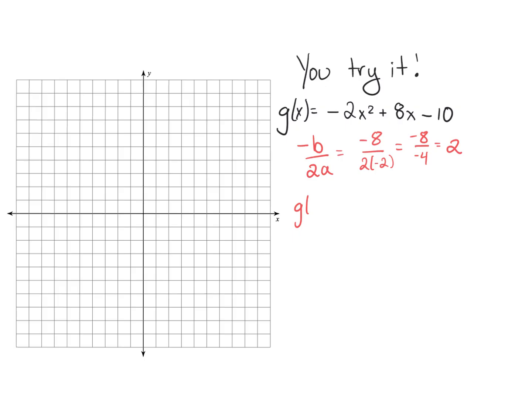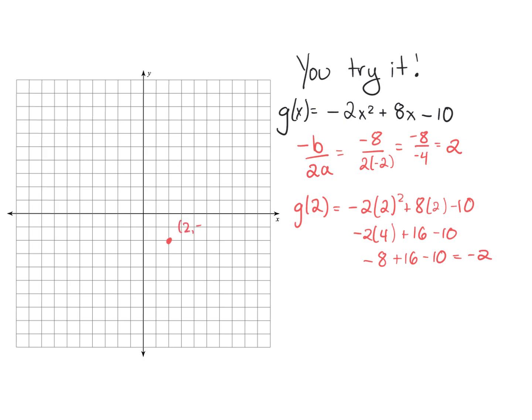Specifically, I'm looking to see where is g(2). So I'm going to plug that in. Negative 2 times 2 squared plus 8 times 2 minus 10. I'll deal with my exponent first. So I have negative 2 times 4 plus 16 minus 10. This becomes negative 8 plus 16 minus 10. And that's going to give me a final value of negative 2. So my vertex is going to be at (2, -2). So (2, -2) is right here.